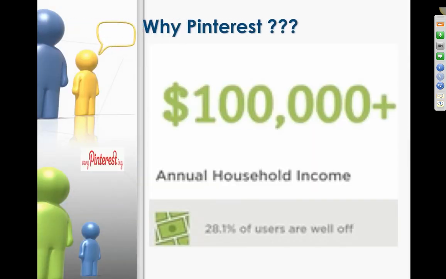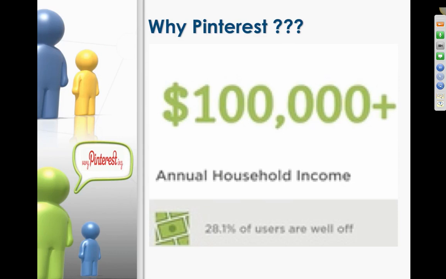Okay, Pinterest marketing. So why Pinterest? There are so many different social media venues out there and new ones cropping up all the time. So we want to take a look at Pinterest and see whether there's a good fit with your tourism business and Pinterest.